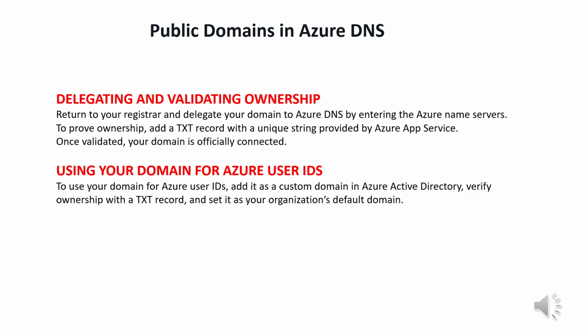Return to your registrar and delegate your domain to Azure DNS by entering the Azure name servers. To prove ownership, add a TXT record with a unique string provided by Azure App Service. Once validated, your domain is officially connected. To use your domain for Azure user IDs, add it as a custom domain in Azure Active Directory. Verify ownership with a TXT record, and set it as your organization's default domain.